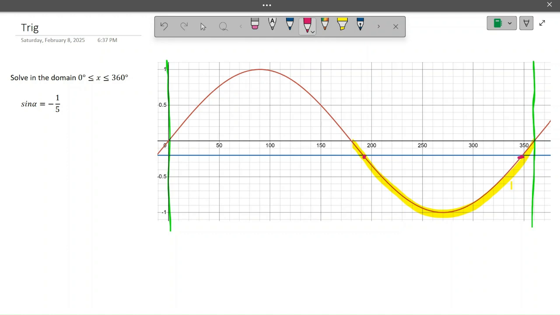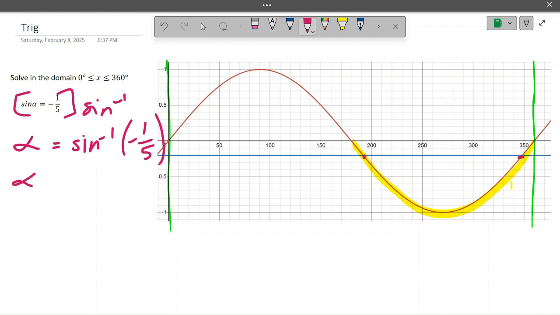We're going to do the exact same thing that we did before. We are going to take the arc sine of both sides. So I'm going to show that I'm doing that here by saying I'm taking the arc sine, or the inverse sine. When I do that, I get alpha equals the arc sine of negative 1/5. When I pop that in my calculator, something really interesting happens. I get a negative number, negative 11.54 degrees. This is not one of our solutions because it is not within our domain.